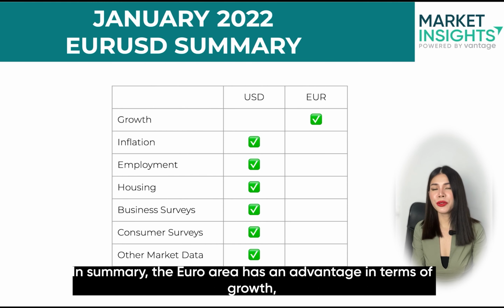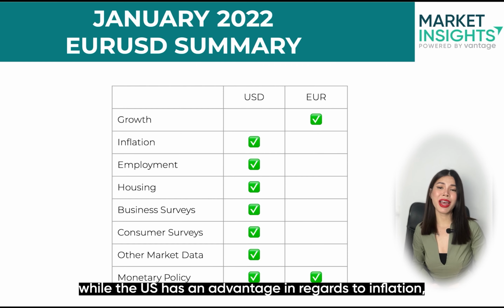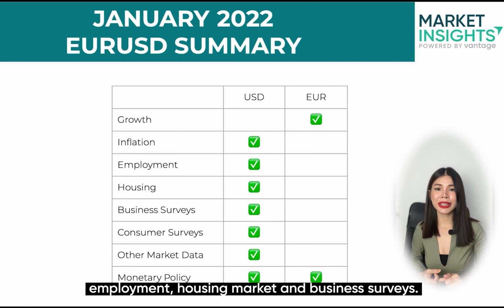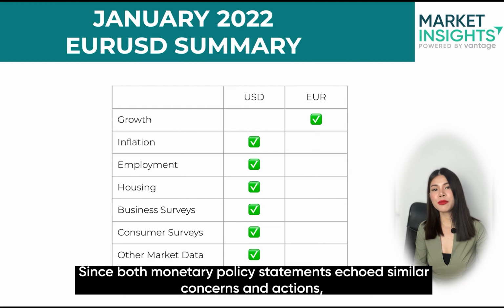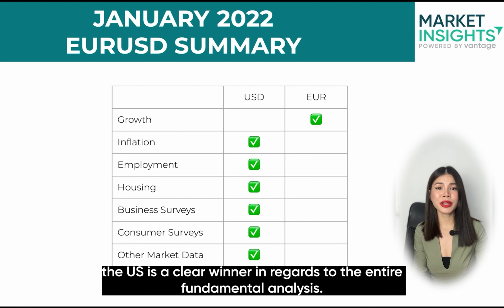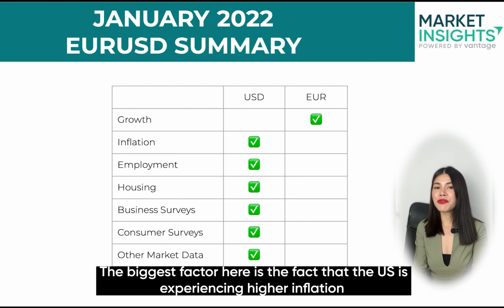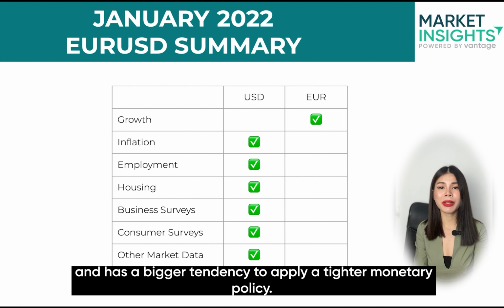In summary, the Euro area has an advantage in terms of growth, while the US has an advantage in regards to inflation, employment, housing market, and business surveys. Since both monetary policy statements echoed similar concerns and actions, the US is a clear winner in regards to the entire fundamental analysis. The biggest factor here is the fact that the US is experiencing higher inflation and has a bigger tendency to apply a tighter monetary policy.